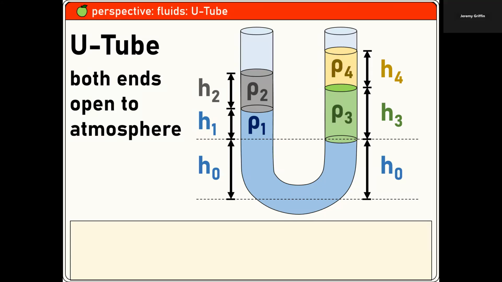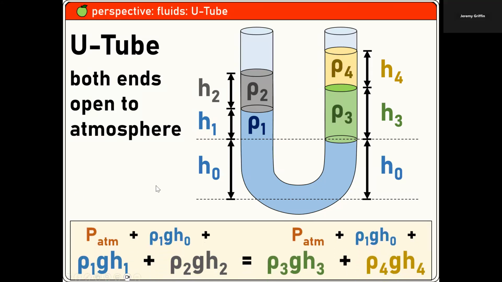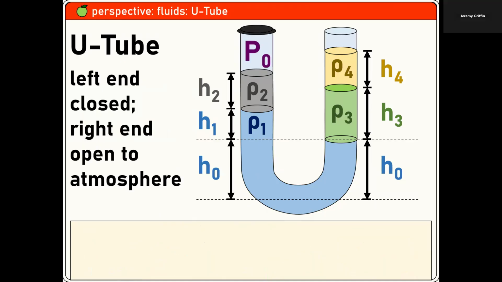Everybody have that in their notes? Okay, all right. And so here's a more complex, more fun looking one. This is all relative to this bottom dashed line, and the pressure from the atmosphere left to right is almost exactly identical, so you can cancel that out. And this rho g h naught is the same left and right, so that also cancels. So you can simplify the equation. Ooh, this one's a little different.